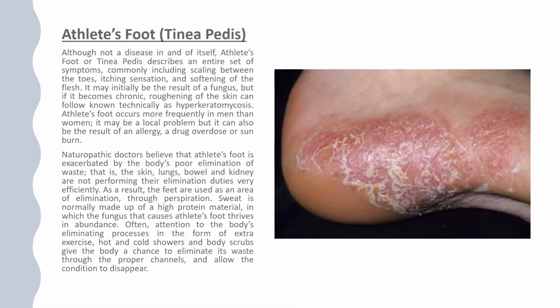So athlete's foot, or tinea pedis, is not a disease in and of itself, but describes an entire set of symptoms, commonly including scaling between the toes, itching sensation, and softening of the flesh. It may initially be the result of a fungus, but if it becomes chronic, roughening of the skin can follow, known technically as hyperkeratomalchisis. Athlete's foot occurs more frequently in men than in women.